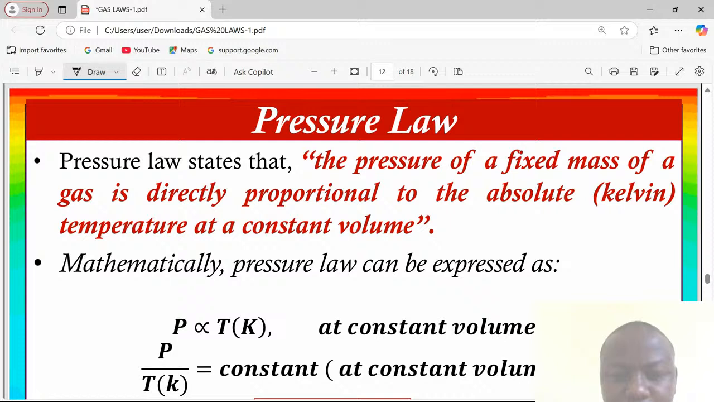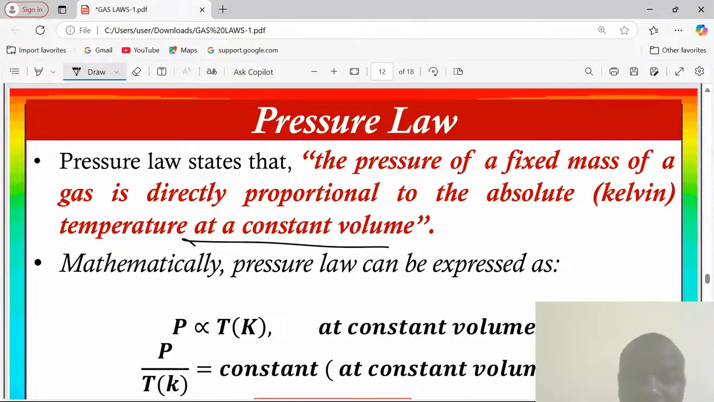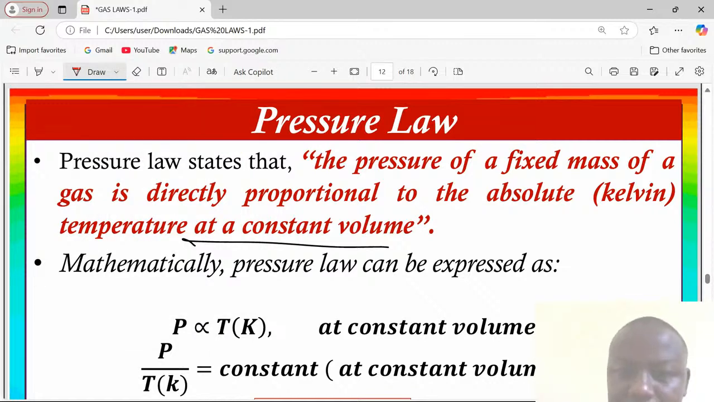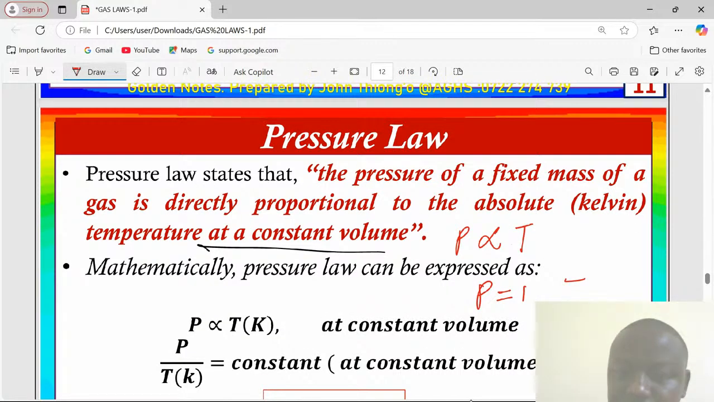Pressure law. The pressure law states that, as we have already seen graphically when the results are represented, there is a straight line, meaning direct variation. So the pressure of a fixed mass of a gas is directly proportional to the absolute temperature, simply temperature in the Kelvin scale, at a constant volume. Therefore, pressure is directly proportional to temperature in Kelvin. So pressure equals a constant times T, or P over T is a constant.